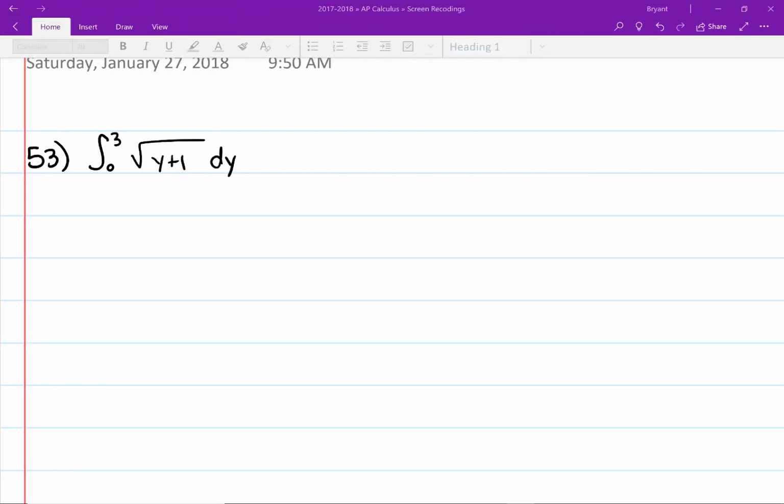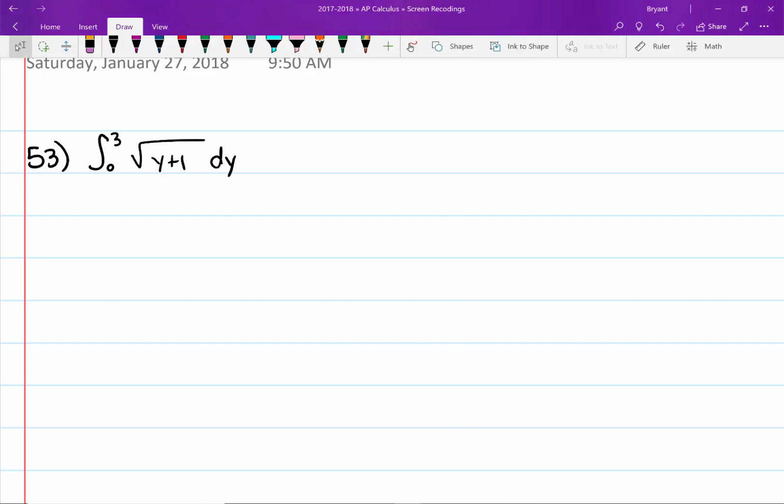Welcome back. Today we're going to look at how to solve some definite integrals using u substitution. So when you solve a definite integral with a u sub, we're also going to have to make sure that we are changing our limits of integration. So here we go. Let's get started with number 53.